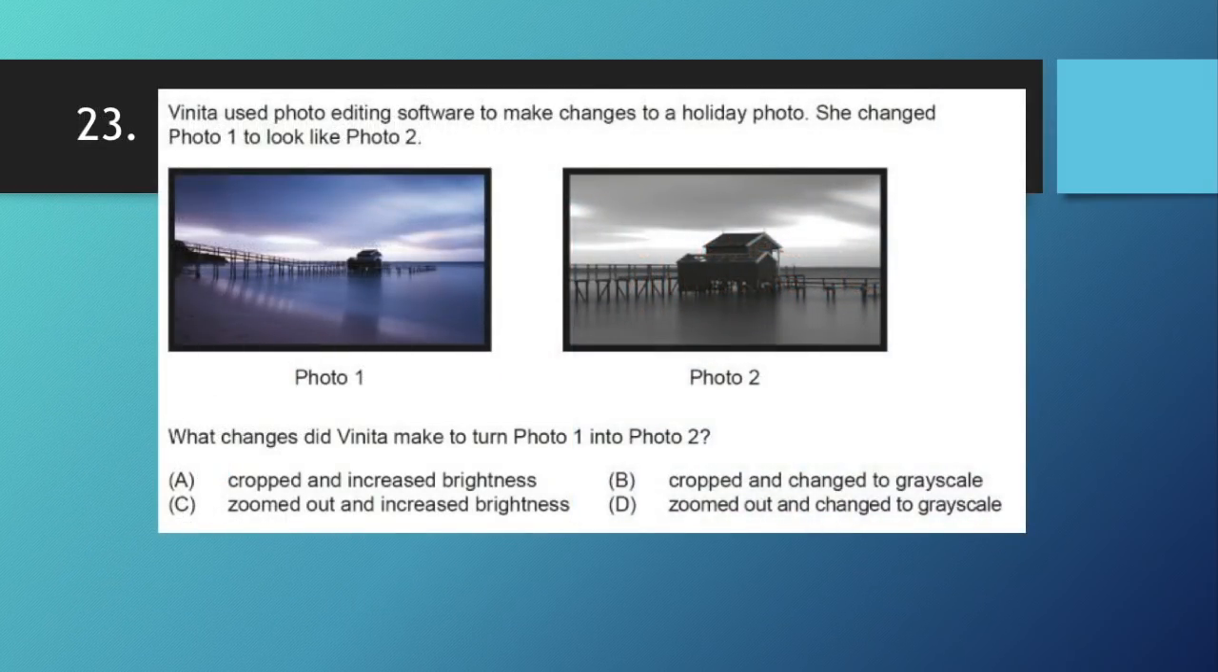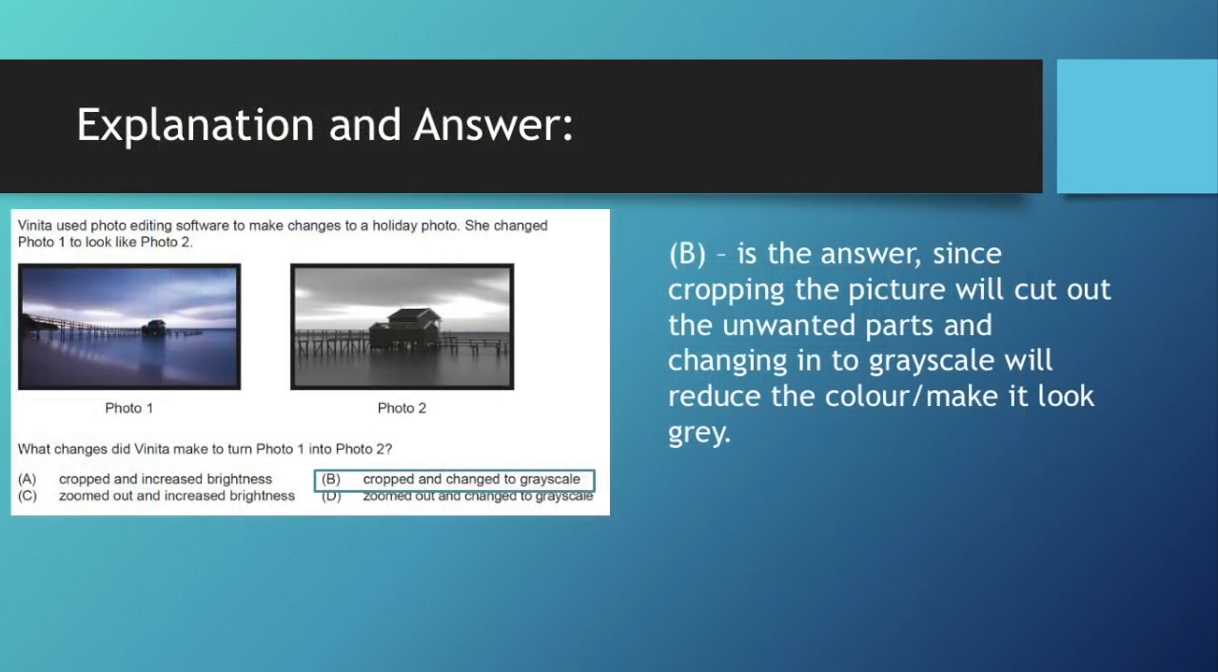This question is about locating which changes will make photo 1 change into photo 2. B is the answer since cropping the picture will cut out the unwanted parts and changing it to grayscale will reduce the color, also known as make it look gray.